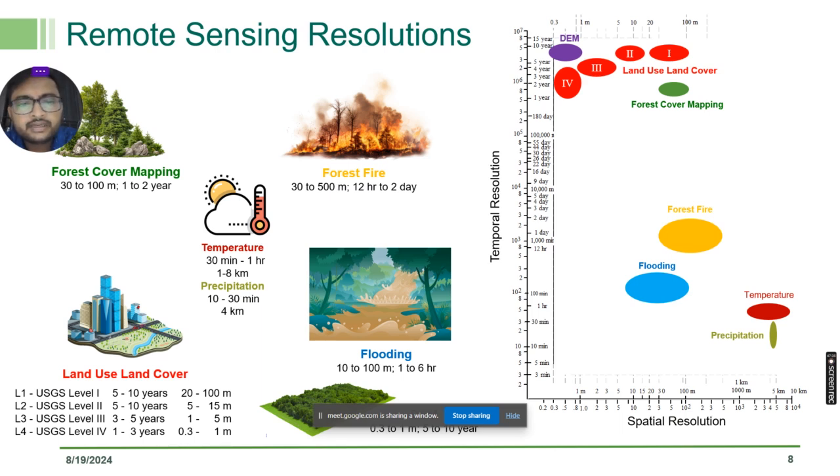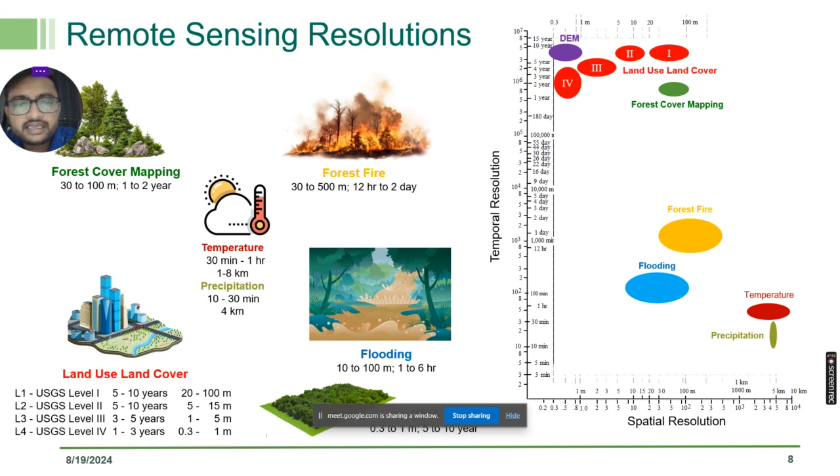Then if we take forest fire, we need very high resolution to find the patches affected by the fire. Both are related to forest, but one is forest cover mapping and the second is forest fire. When we talk about fire, it is a rapid phenomenon, so we need very high temporal resolution, like 12 hours to 2 days.